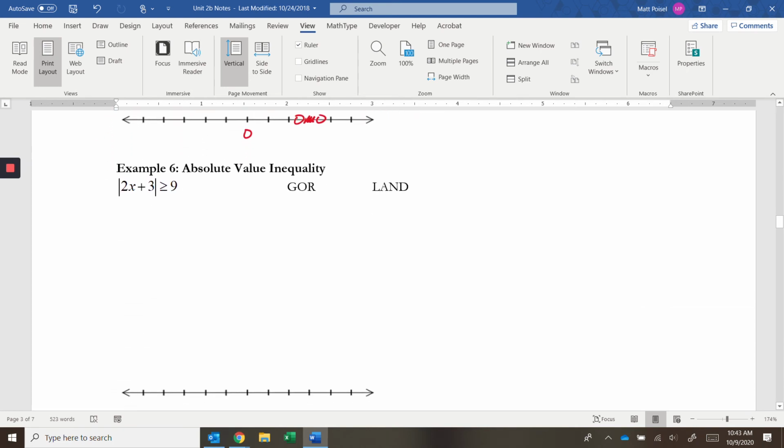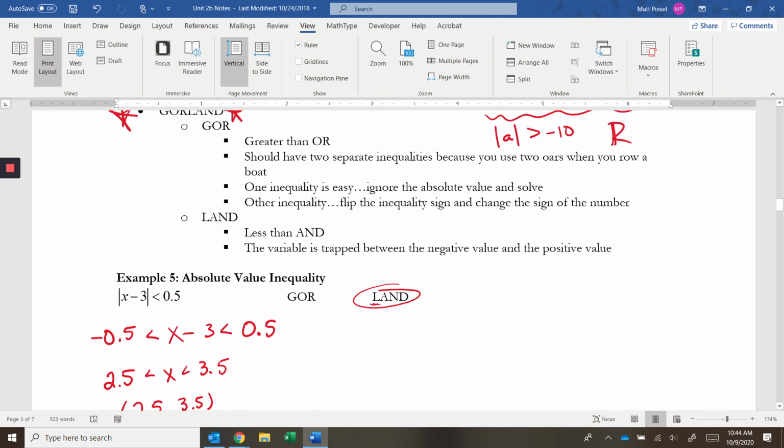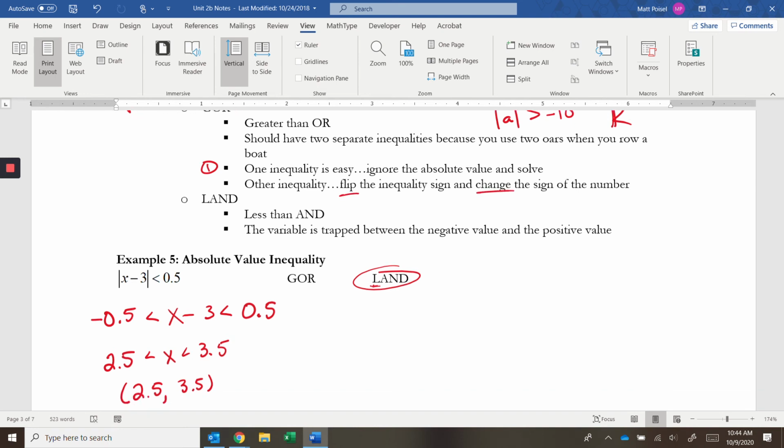Okay, last one. Read the inequality from left to right. We see our inequality sign is a greater than, so that's an or. If we look back at the top, we're going to write two inequalities. The first one is easy: you're just going to ignore the absolute value and solve like normal. The other inequality, we're going to flip and flip. So flip the inequality sign and flip the sign of the number.